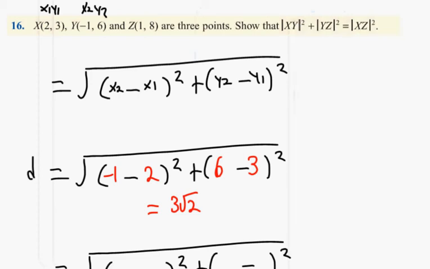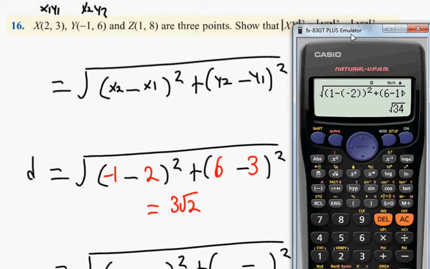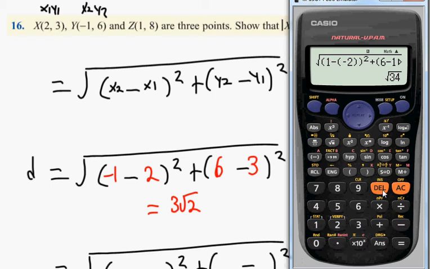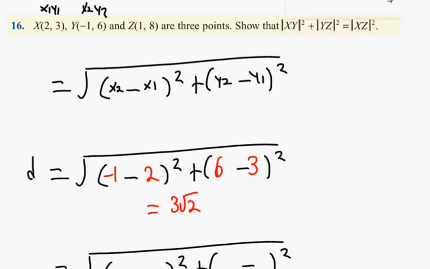Okay, so for those of you that didn't get 3 root 2, what we're going to do is this. Minus 1, just delete it in here. And what we're going to get is minus 1, minus 2 squared, and then plus 6 minus 3 squared. And as Cameron rightly said, 3 root 2 can also be expressed as 4.24, but 3 root 2 is perfect. Okay, so 3 root 2 is the first one.